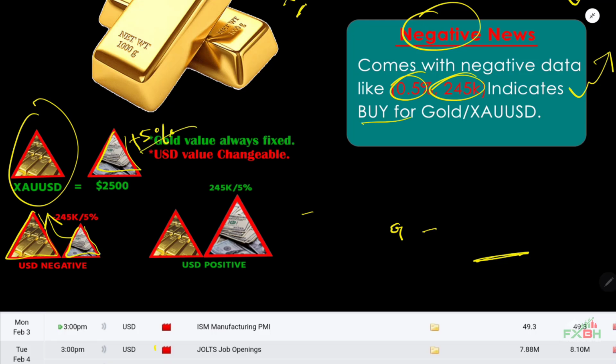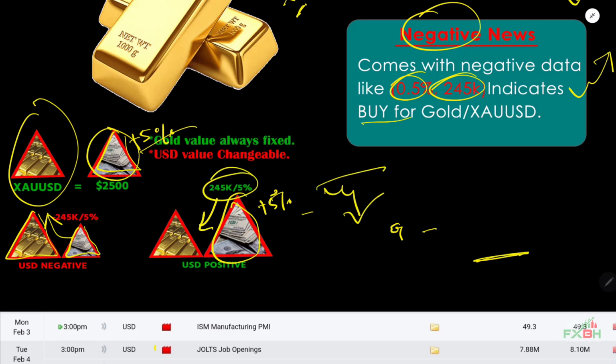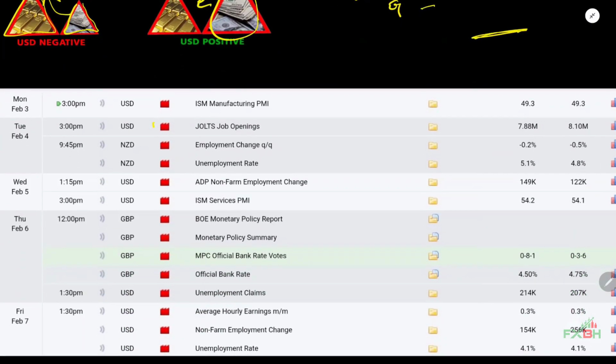Another one is here, where +5% data comes. We added 5% over here, and that's why the triangle is 5% bigger than that one, and in that case gold is smaller than USD, so for positive value we will sell gold. This is the simple theory, just as simple as minimal theory. So let's get back into our chart.